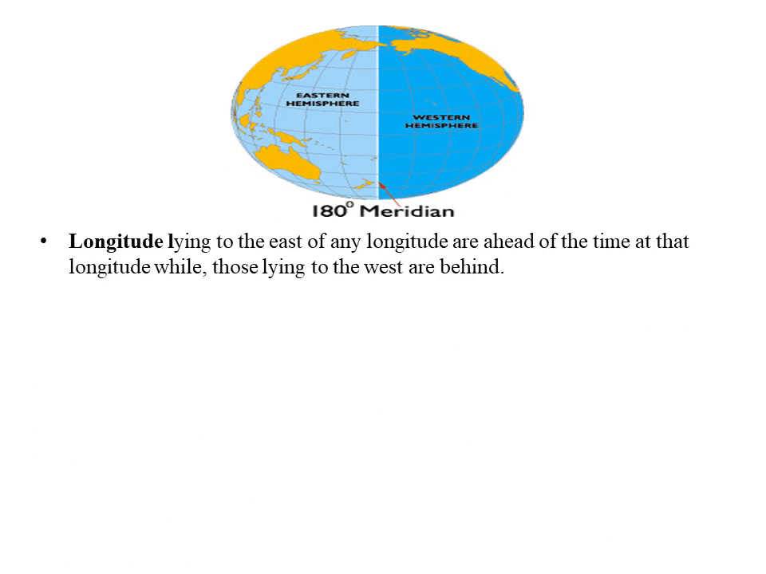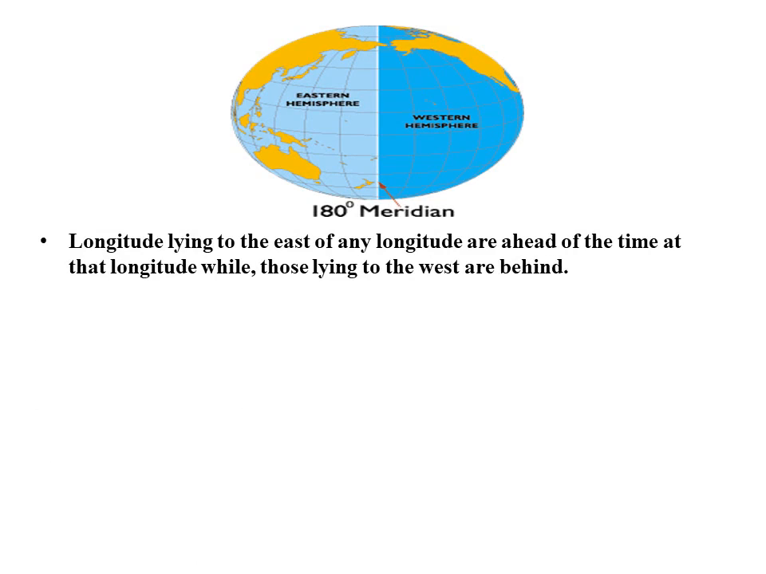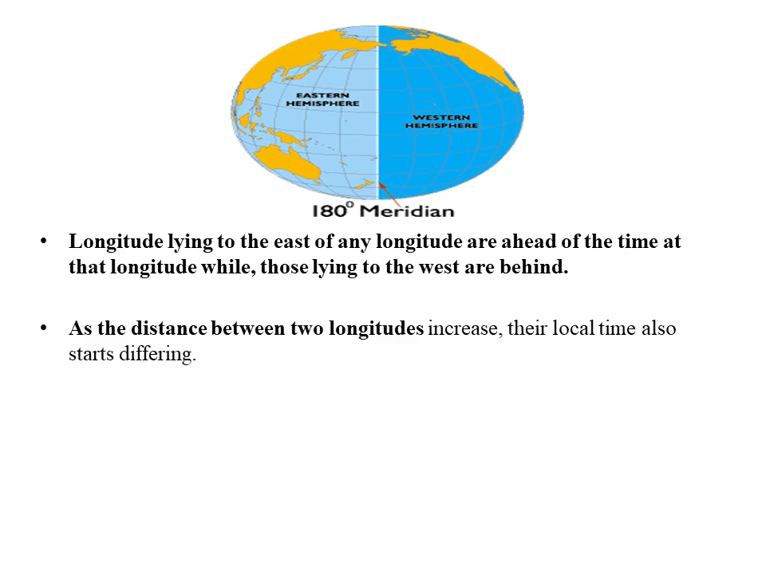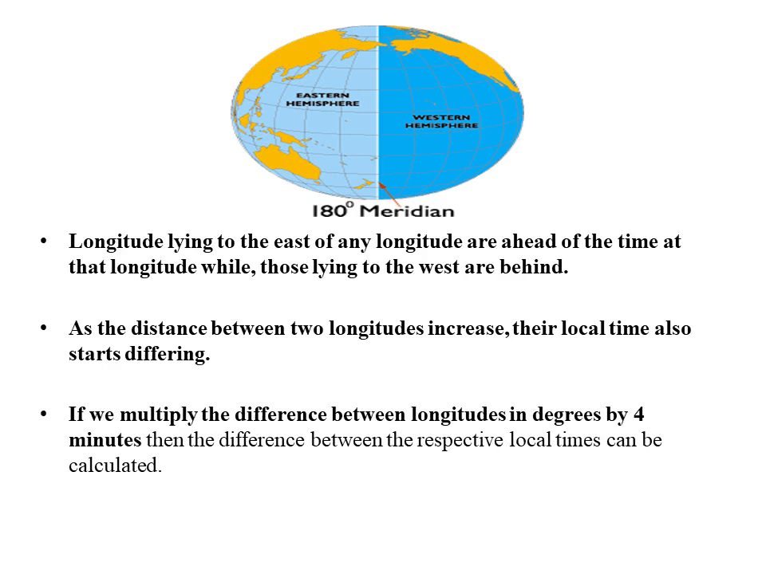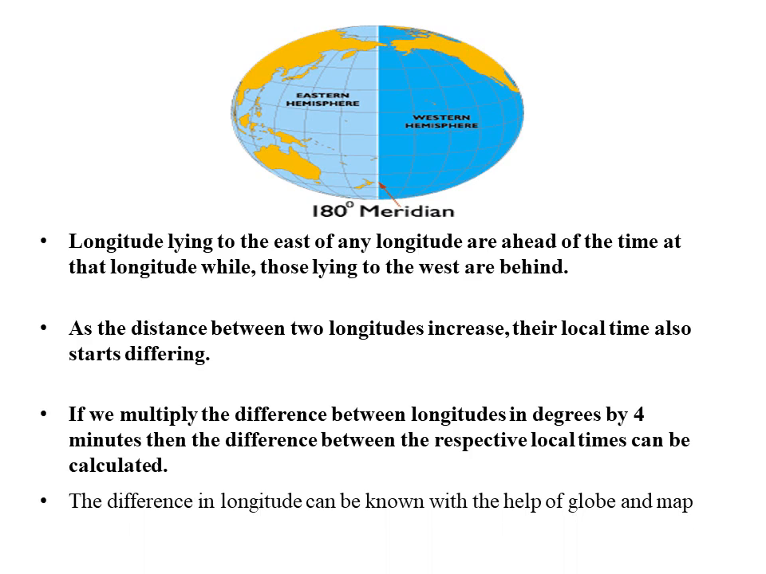Longitudes lying to the east of any longitude are ahead of the time at that longitude, while those lying to the west are behind. As the distance between two longitudes increases, their local time also starts differing. If we multiply the difference between longitudes in degrees by 4 minutes, then the difference between the respective local times can be calculated. Means for a difference of 1 degree between any two longitudes, the difference is 4 minutes. The difference in longitude can be known with the help of a globe and the map.